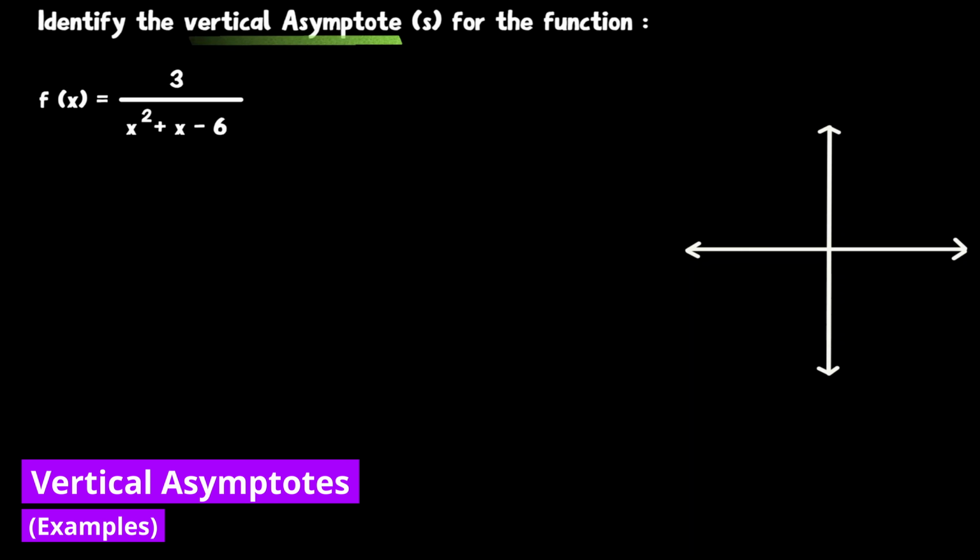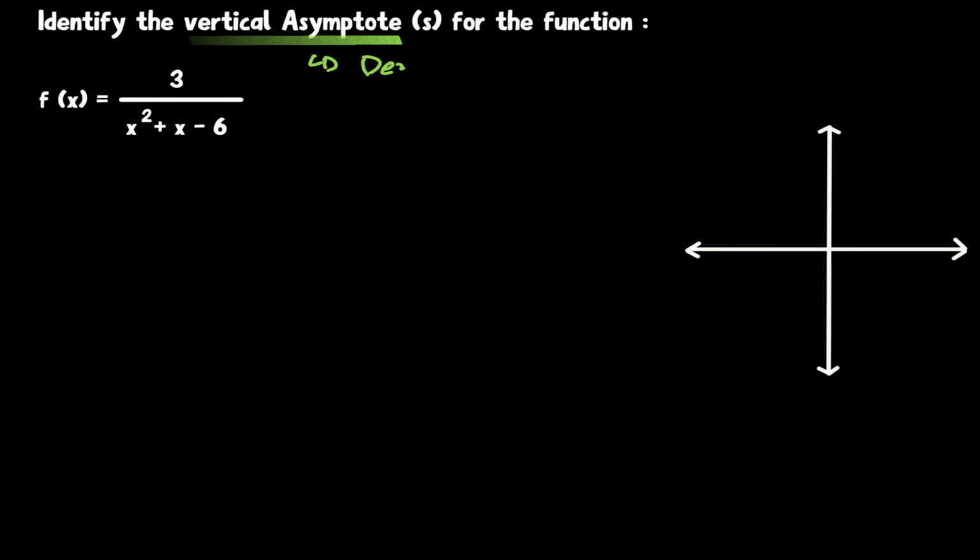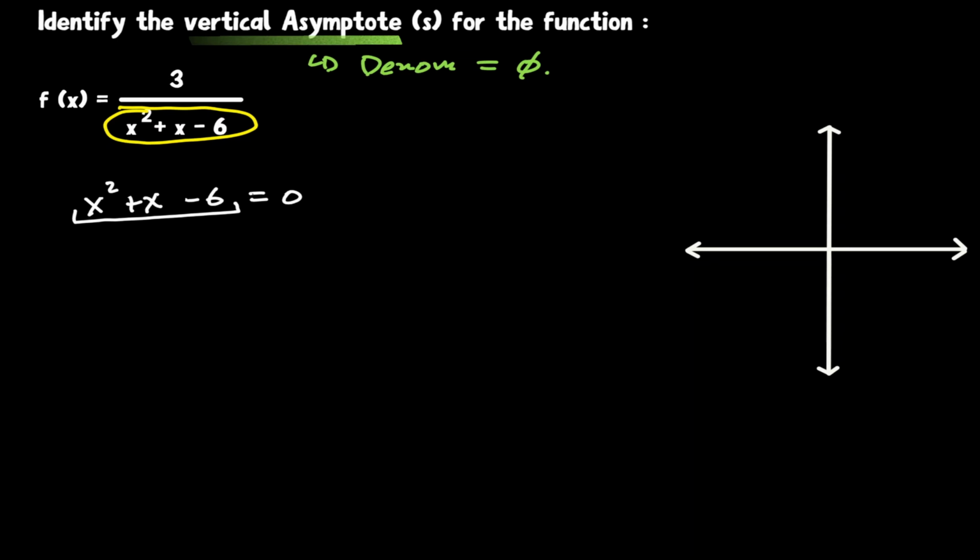Let's identify where we have vertical asymptotes. So let's identify when the denominator is equal to 0. Now, in this function, our denominator is a trinomial: x squared plus x minus 6. Let's set this equal to 0 to identify the location. Let's try to factor this out.